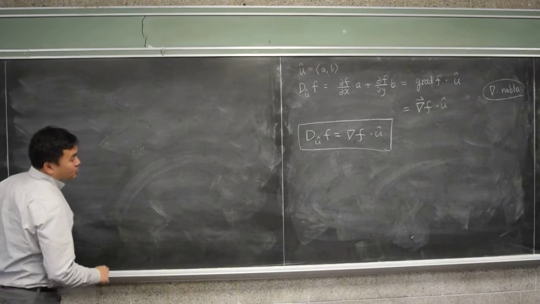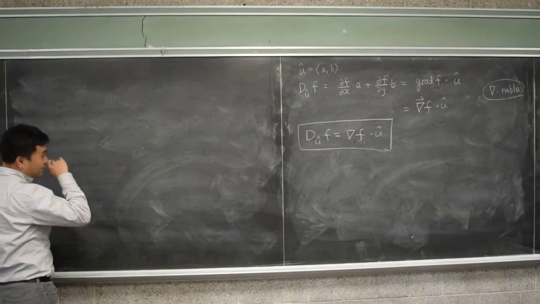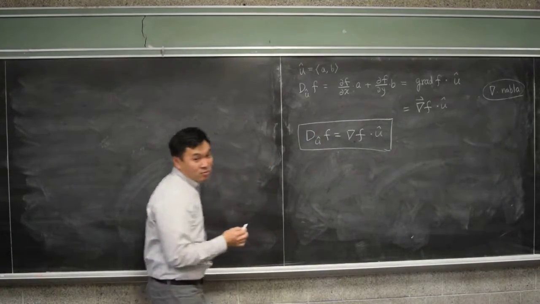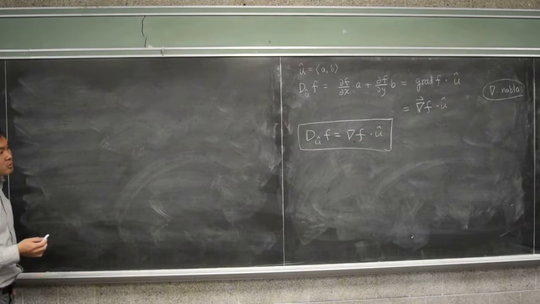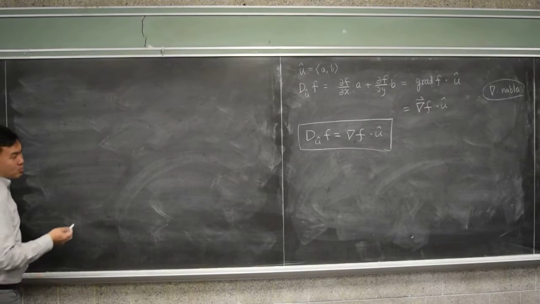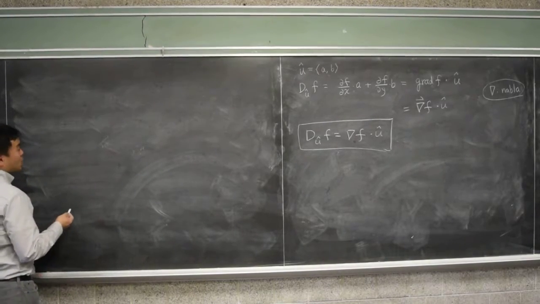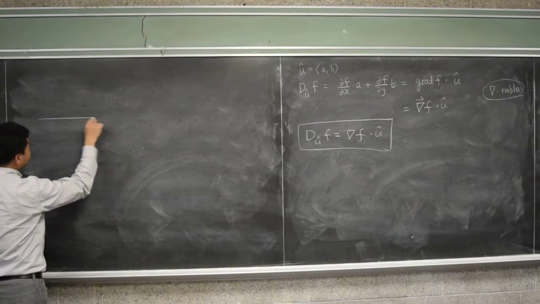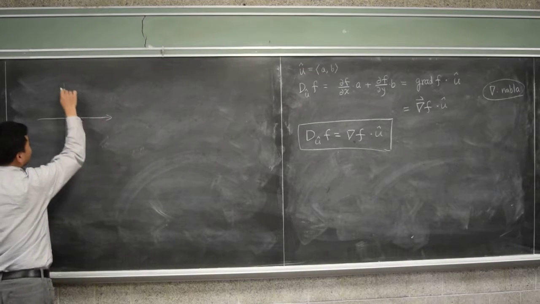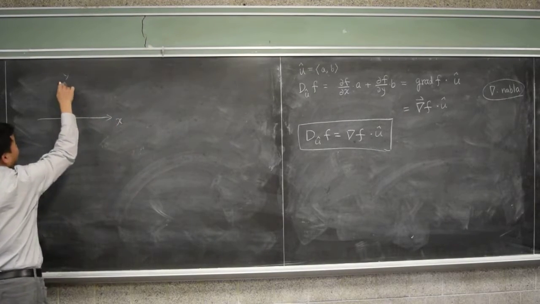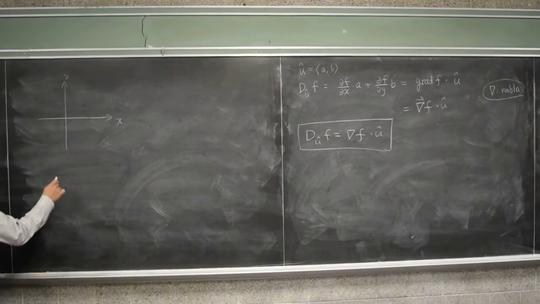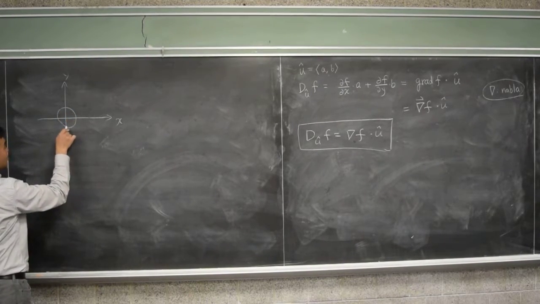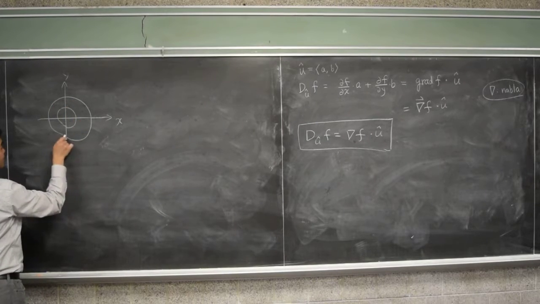So first, let's try to relate the directional derivatives with level curves. And after that, I'll try to relate it to the gradients. Okay. So let's say here's a function with some level curves. Let's just say the function is shaped like a mountain top.